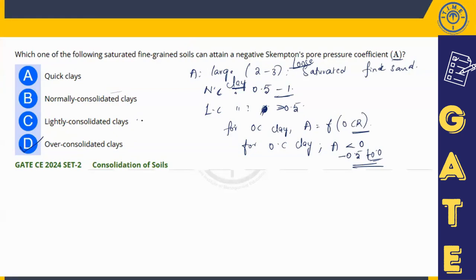Lightly consolidated clay greater than 0.5, and normally consolidated clay 0.5 to 1. Quick clay very high. Saturated fine sand, loose one, quick clay, 2 to 3 or even more. Over consolidated clay, we have it negative. So these are the values you need to remember.